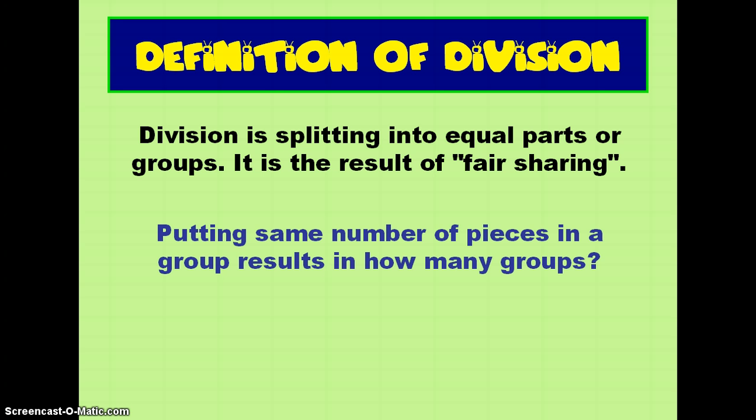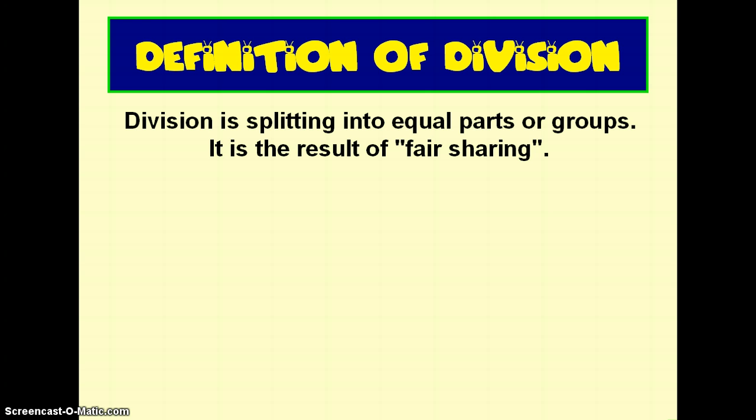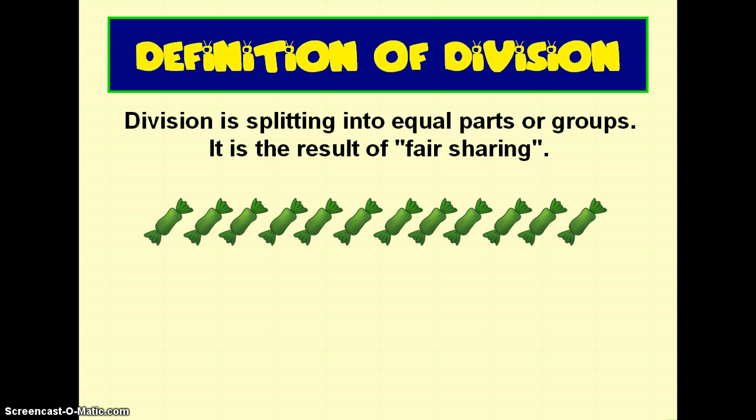Division can be looked at one of two ways. It can first be looked at as putting the same number of pieces in groups, which results in how many groups. If I put the same number of pieces in groups, how many groups do I get? Another way of looking at it is, if I'm given a set number of groups, how many pieces will be in each group? All right, both of those are division. So let me show you a little example of both before we turn this into fractions.